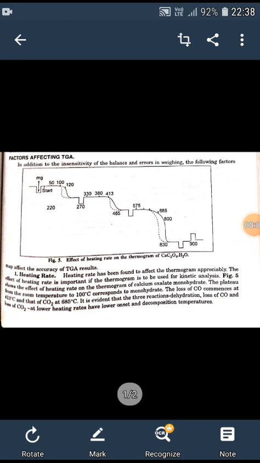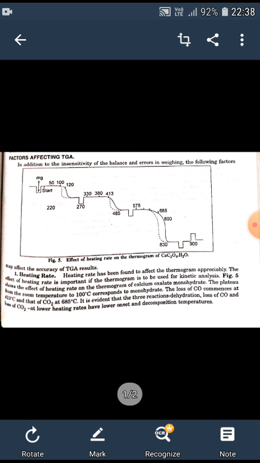The following factors affect the accuracy of thermogravimetric analysis results. The first and the most important factor is the heating rate. Heating rate has been found to affect the thermogram appreciably. The effect of heating rate is important if the thermogram is used for kinetic analysis.